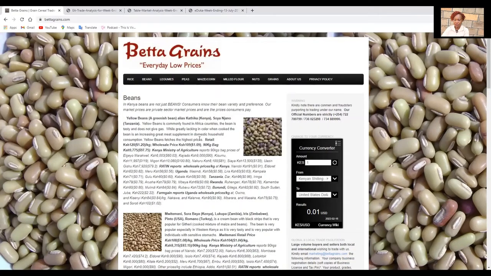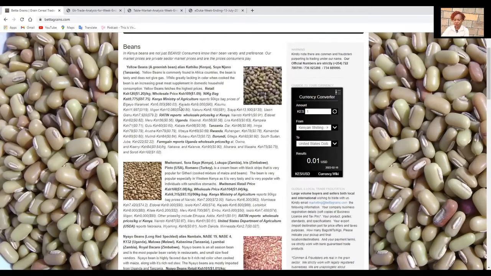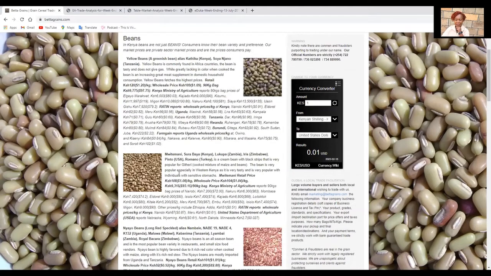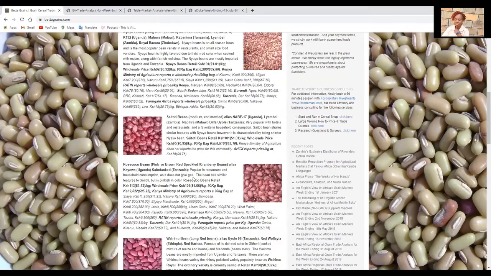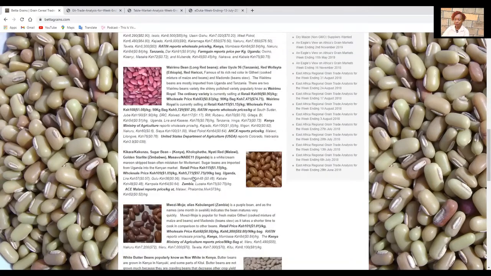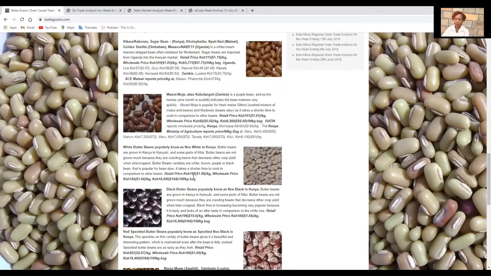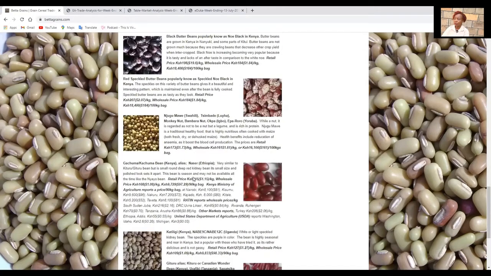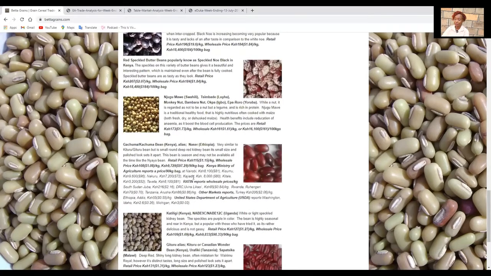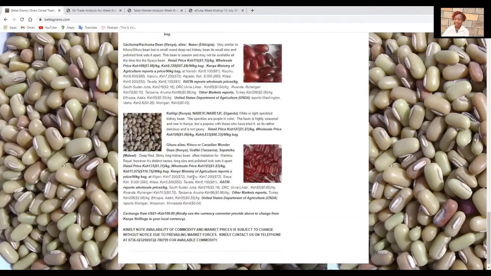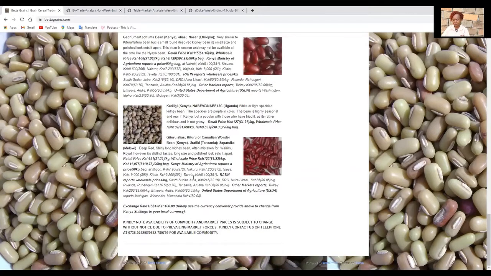We have yellow beans, and we normally give a description of each bean. We have Mwitemania, we have Nyayo, we have Saitoti Roskoko, we have Wairimo, we have Kikara, we have Mwezi Moja, we have Noi beans, we have Njugumawe, we have Gachuma, we have Katilingi, and we have Canadian Wanda.